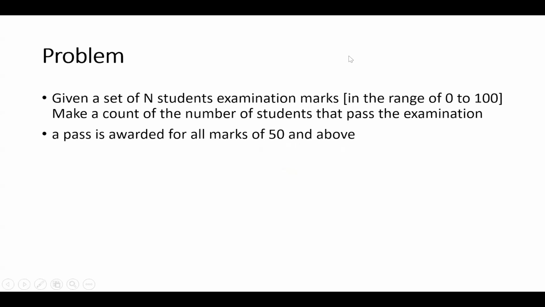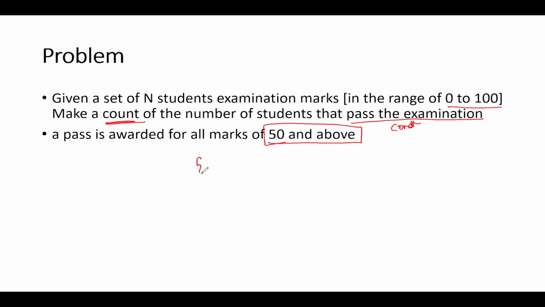The problem statement here tells us that given a set of n students' examination marks, these marks range from 0 to 100, make a count of number of students. So we have to count the number of students who pass the examination. This is the condition given to us. Now, what is the condition for passing the examination? A pass is awarded for the marks 50 and above.